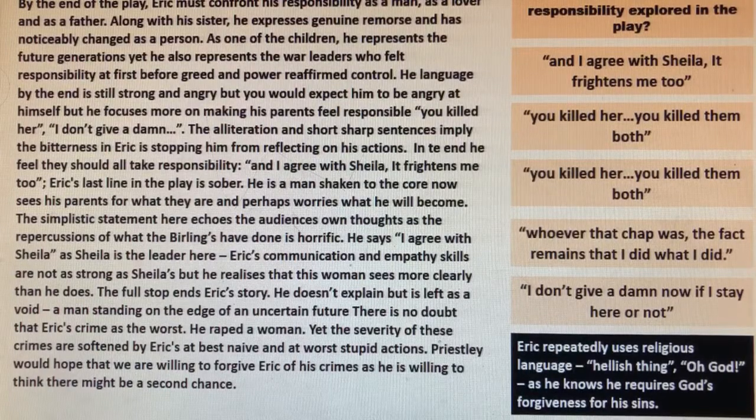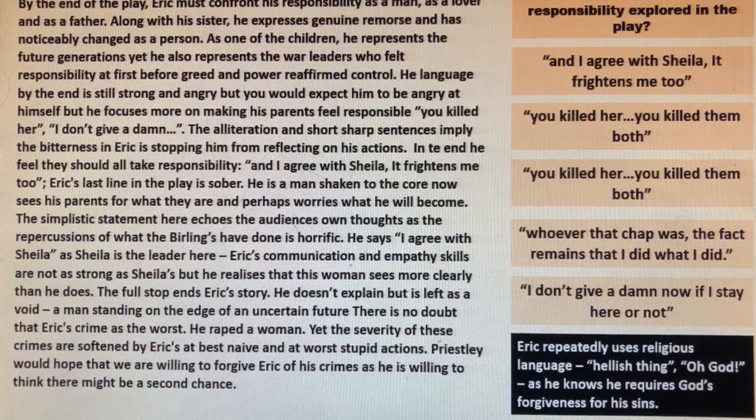Eric's last line in the play is sober. He is a man shaken to the core. Now he sees his parents for what they are and perhaps worries what he will become. The simplistic statement here echoes the audience's own thoughts, as the repercussions of what the Birlings have done is horrific. He says, "I agree with Sheila," as Sheila is the leader here. Eric's communication and empathy skills are not as strong as Sheila's, but he realises this woman sees more clearly than he does. The full stop ends Eric's story. He doesn't explain, but is left as a void, a man standing on the edge of an uncertain future.